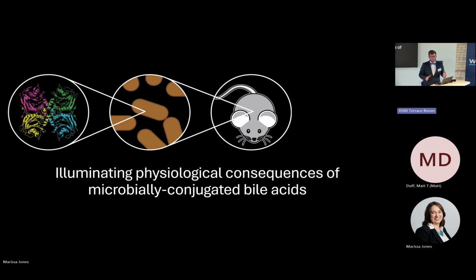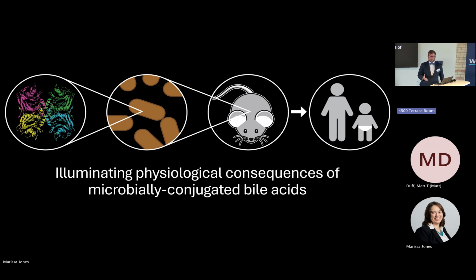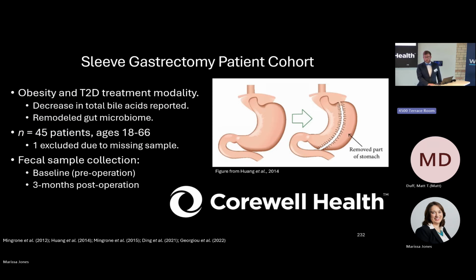And finally, translating this to something a little bit more relevant and looking at a human cohort, in collaboration with Stuart and the folks at Corewell Health, we had access to a sleeve gastrectomy patient cohort, where this sleeve gastrectomy surgery is a treatment modality for obesity and type 2 diabetes. And it's been previously reported that there is a decrease in total bile acid concentration within feces and other tissues following the surgery, in addition to a remodeled gut microbiome. So there were 45 patients total. We had to exclude one due to a lack of a second sample being collected. And we primarily compared a baseline fecal sample to a 3-month post-op sample.